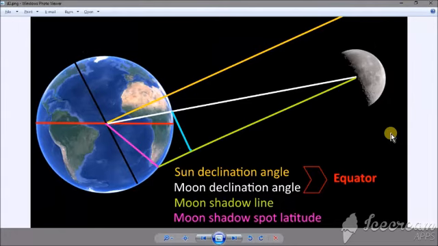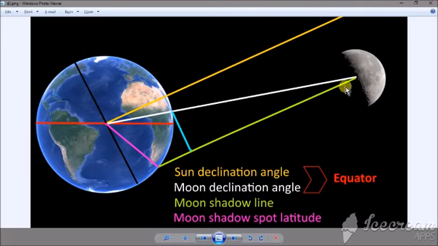Now we're going to start to calculate the latitude of the moon shadow, or the maximum solar eclipse point. We have some color-coded lines here. The first one is the sun declination angle to the equator, and this is the direction of the sun. The white line is the moon declination angle, and they don't really spread that much during the solar eclipse, but the scale of this image is a side view of the moon and Earth, with the sun outside of the picture during the eclipse.